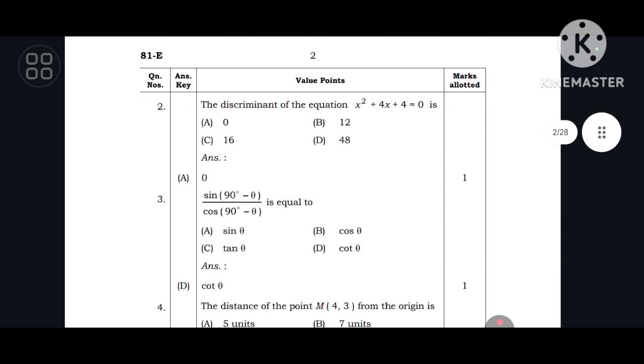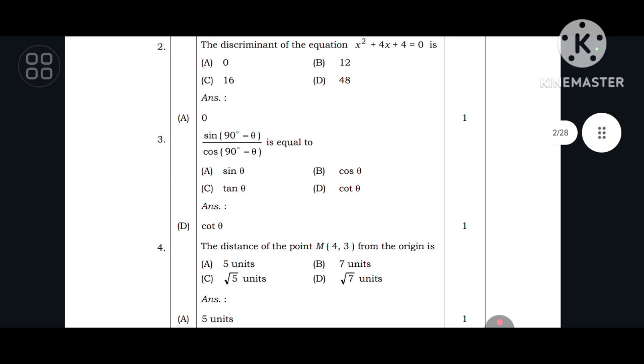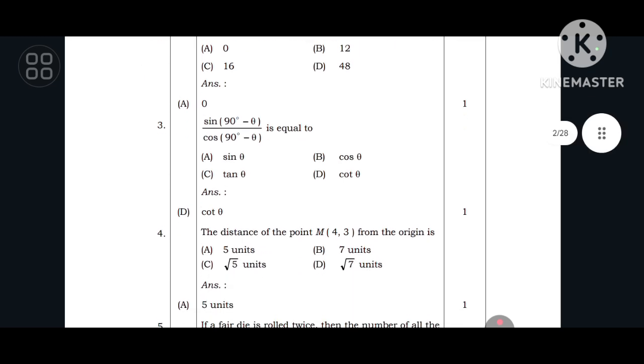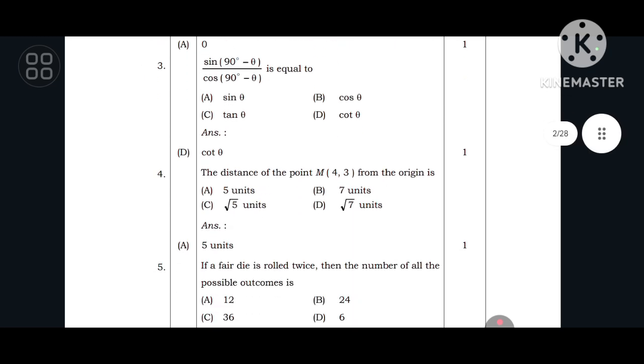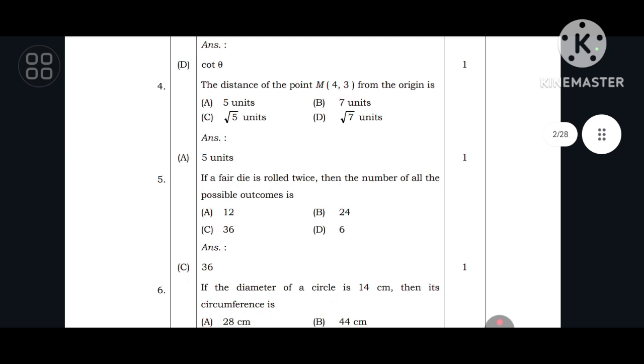And coming to the second question, the discriminant of the equation. So this is from quadratic equations, and the answer is 0. And this is from trigonometry chapter 9, sin(90 degrees minus theta) divided by cos(90 degrees minus theta) is equal to, answer D is correct, cot theta. Coming to the fourth question, the answer 5 units is correct.